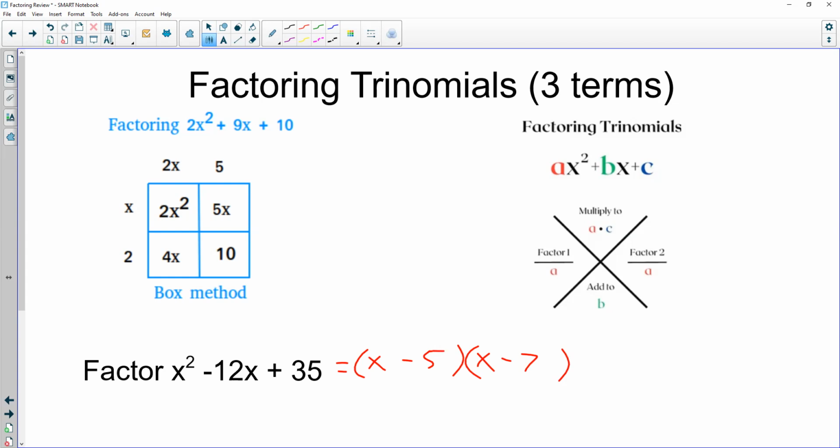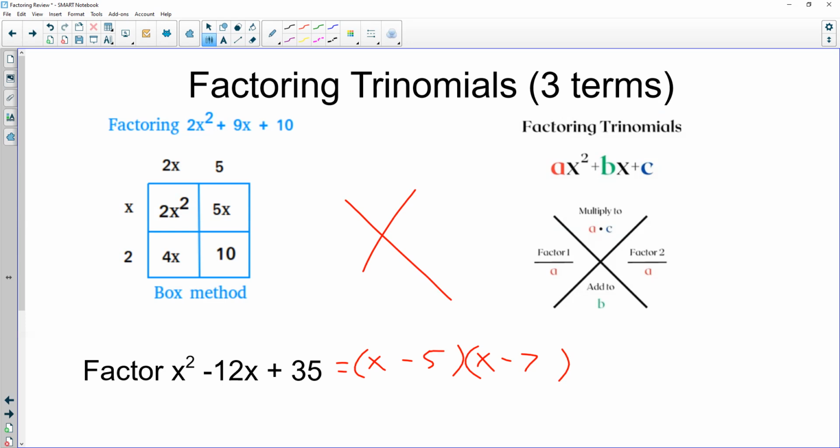Now, if you just want to try one of these other methods, let's look at the cross method, for example. How would we do that here? On the cross method, we look at the last term, or actually we multiply the first and last term. Now in this case, our first coefficient is 1. So 1 times 35 would be 35.